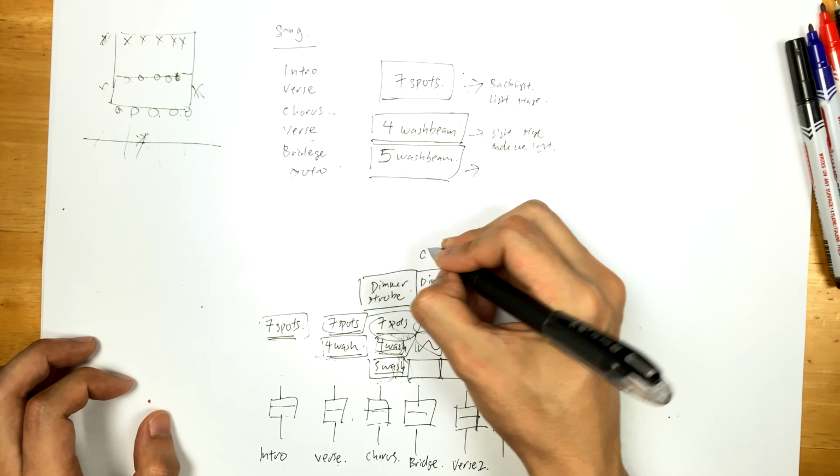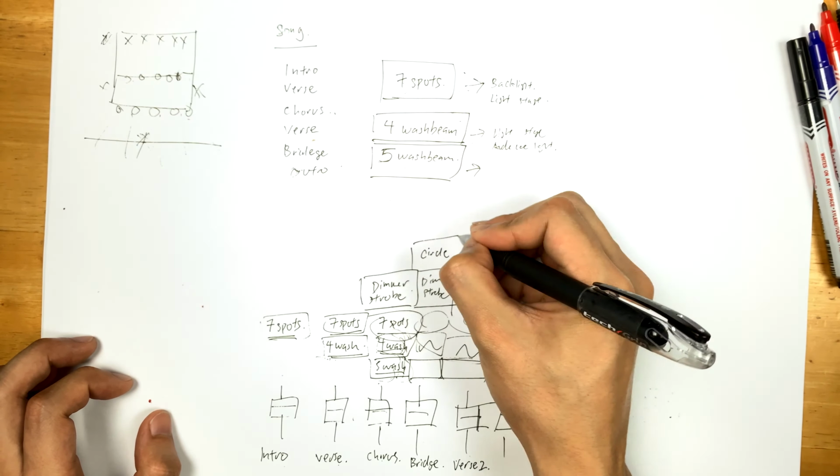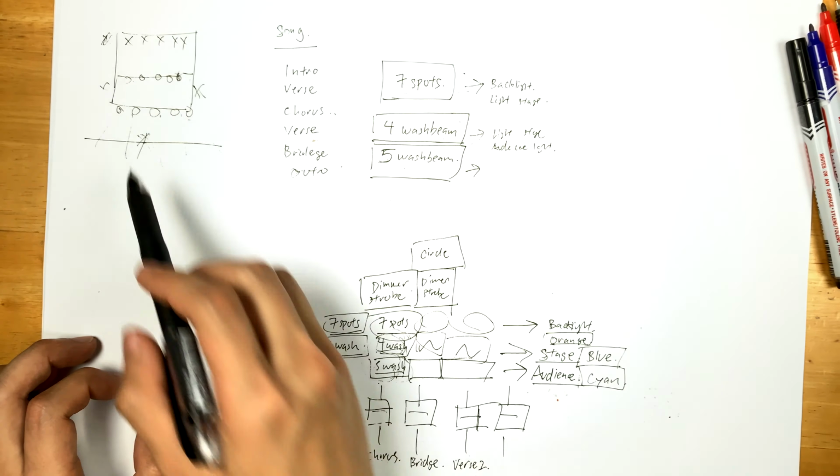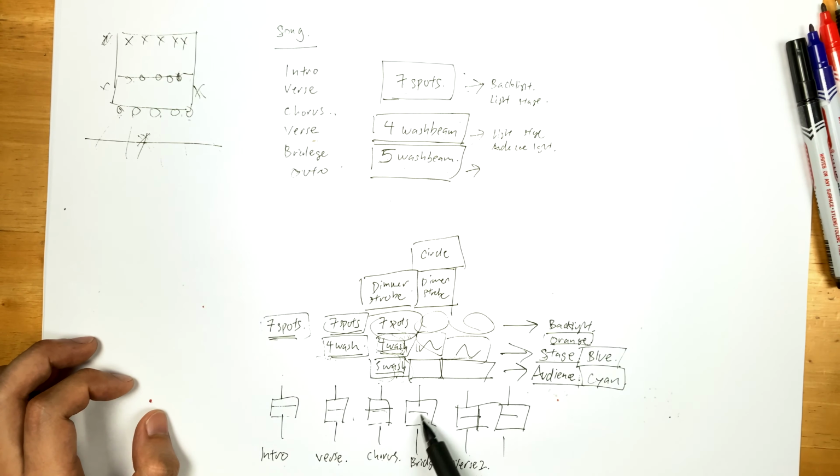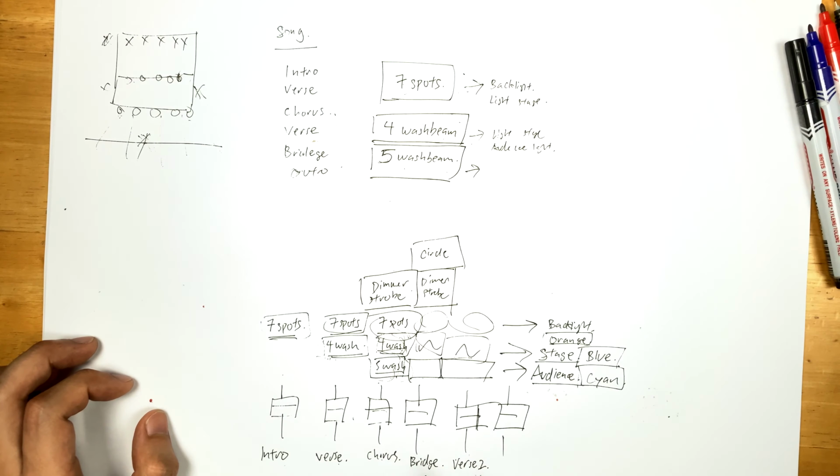For the bridge, we can have the same dimmer stroke plus maybe a circle effect, so everything here is moving round and round and round on top of the dimmer spread. So as it builds up, we have more and more effects. So chorus is a static look, and then the bridge is with a circle effect.